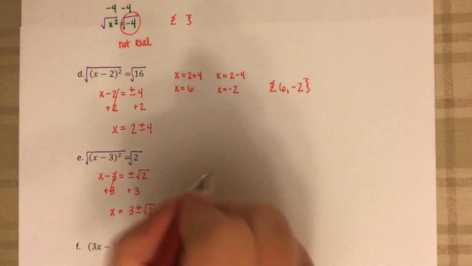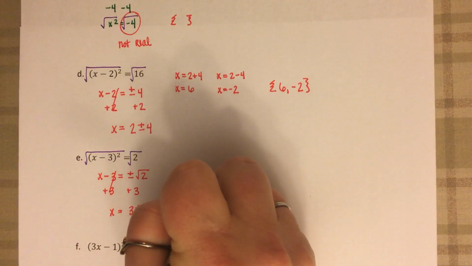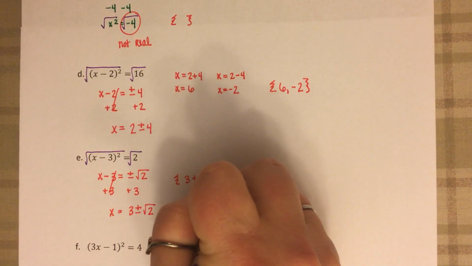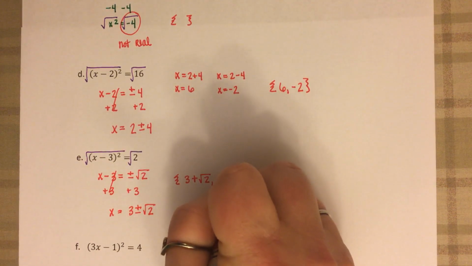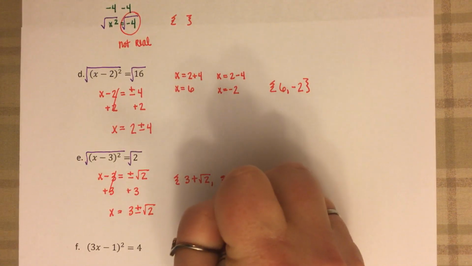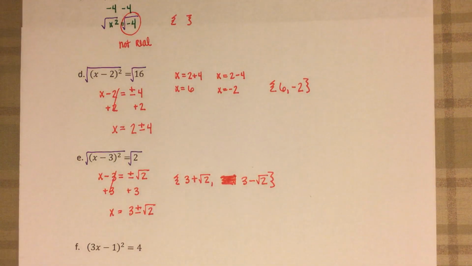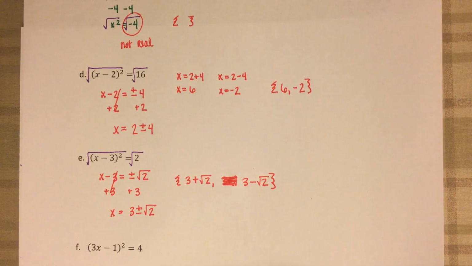We can't combine these at all, but we can write this as a nice solution set showing both of our solutions. So our solutions are going to be 3 plus the square root of 2, and then 3 minus our square root of 2. So 1 plus sign, 1 minus sign in front of our square root.